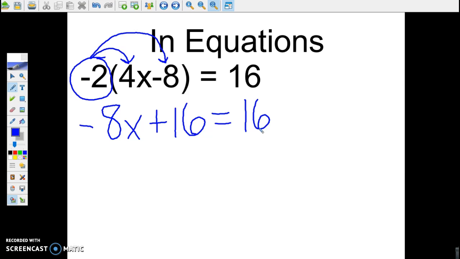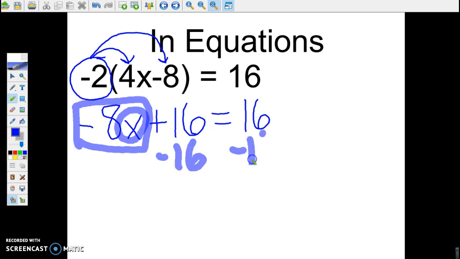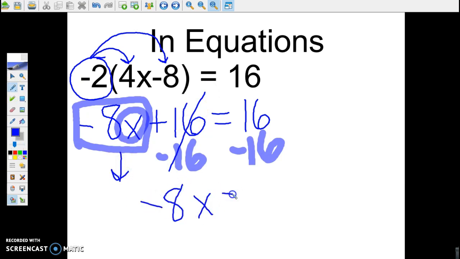Whenever we are solving equations, we follow our order of operations in reverse order. So we have to undo the addition or the subtraction first. The last thing that you deal with is where the x is. And since this is multiplication, that's going to be the last thing we deal with. So what we're going to do here is subtract 16 on both sides of the equation. When you subtract 16, this cancels. This -8x drops down, so we still have -8x. And then 16 minus 16 is 0.